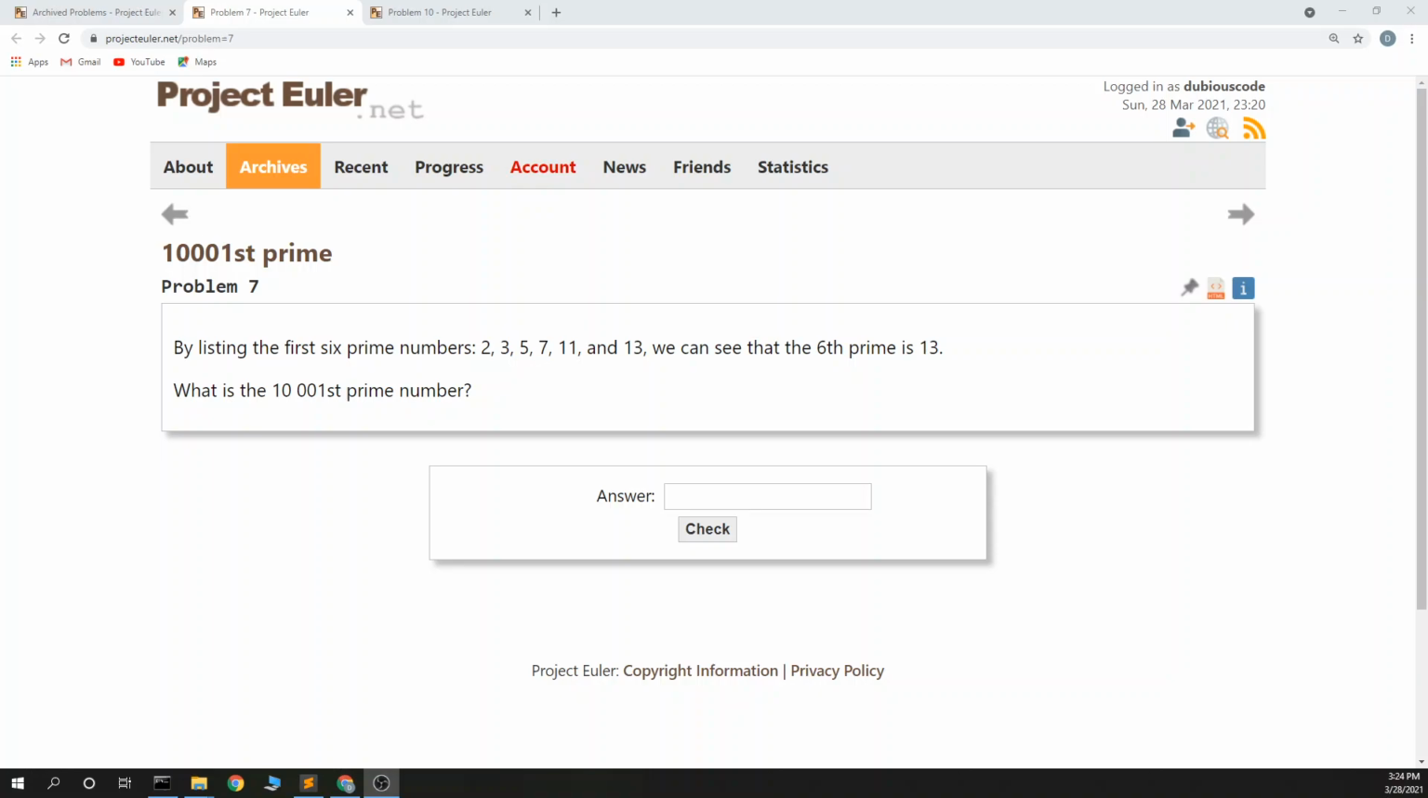This is Dubious Code looking at Project Euler problem 7. So this is another prime one. The first 6 primes up to 13, and the sixth one is 13. What is the 10,001st prime number?